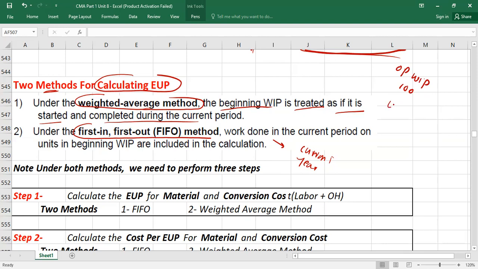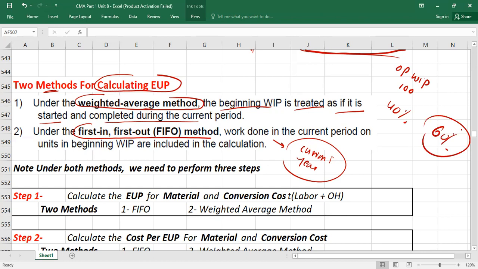But they are already 40% completed. Tell me, was this 40% completed in this year or last year? Last year, because opening work in process is coming from last year. And I told you, we have to focus only on the current year. Tell me, if 40% is already completed, how much will you complete in this year? 60%. So this is what it means for us. Percentage of completion will be what? 60% or 40%?